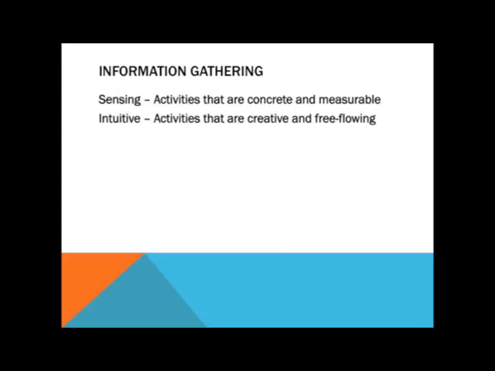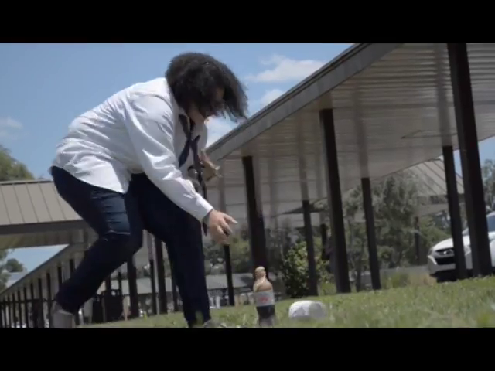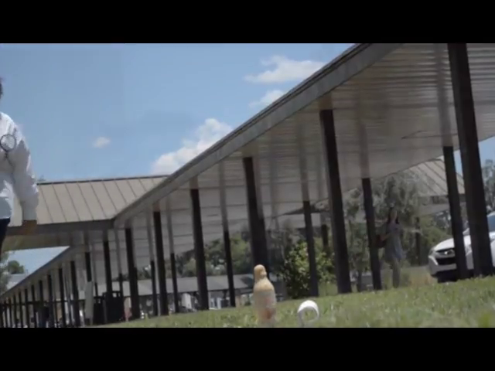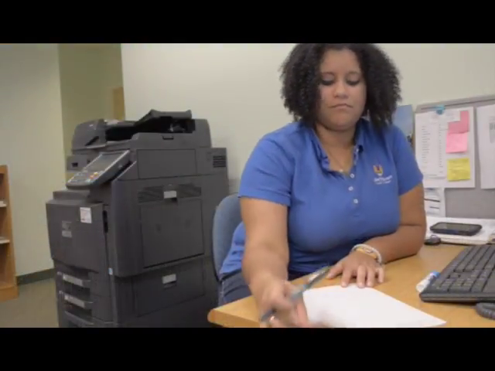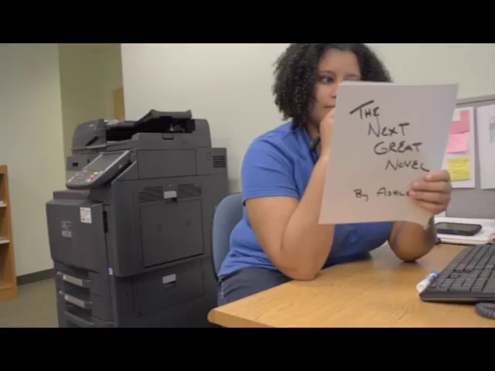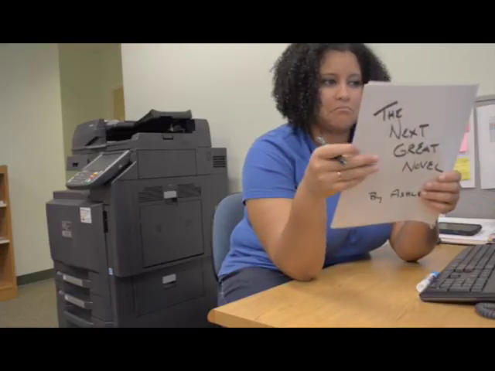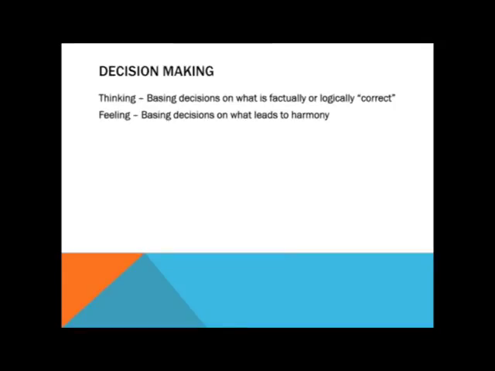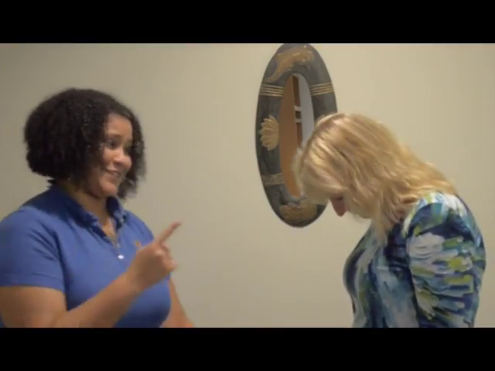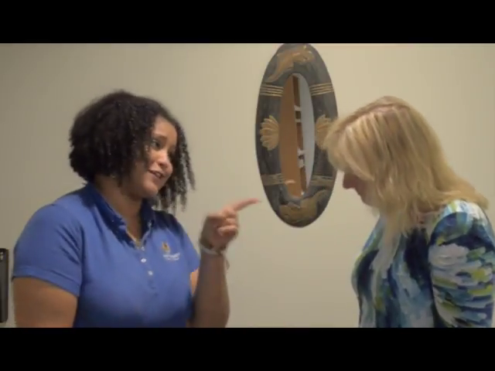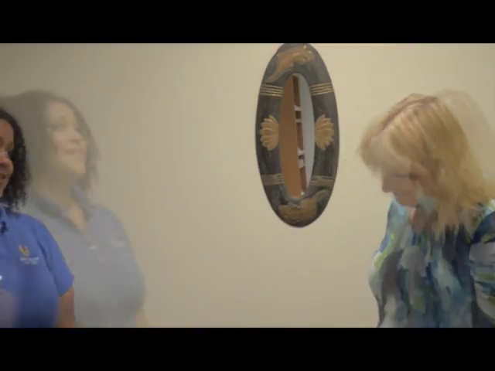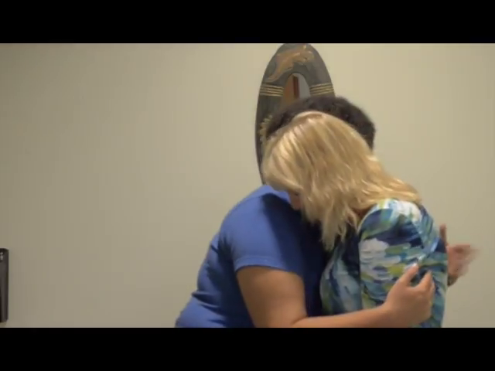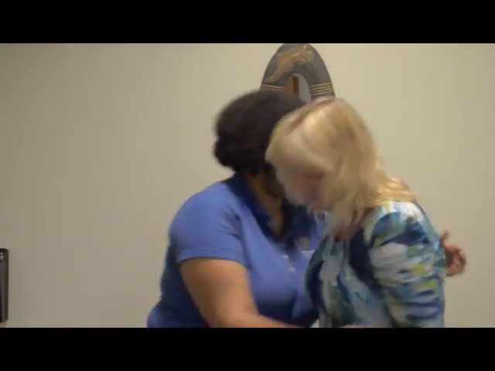Next, we have information gathering. Sensor personalities prefer to work with concrete items, facts, and absolutes. Intuitive personalities prefer to work with more loosely defined challenges that do not often have a definite answer. Third, we have decision-making, which separates into thinkers and feelers. Thinkers tend to tell it like it is and focus on the correct or right answer in a situation. Feelers seek harmony and look to find agreement among different groups.